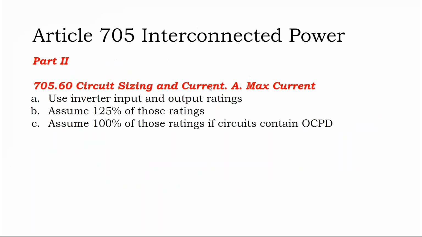Chapter 7, we got some special conditions. Interconnected power current. This is kind of like the DC optimizers. You're using the inverter output current, and then adding 25% to that, unless there are other active controls already going in line.